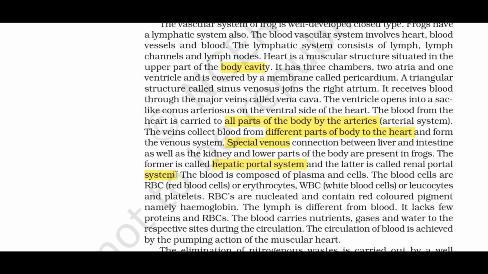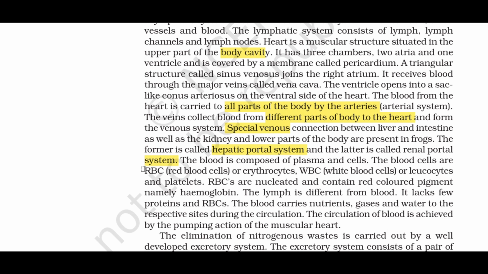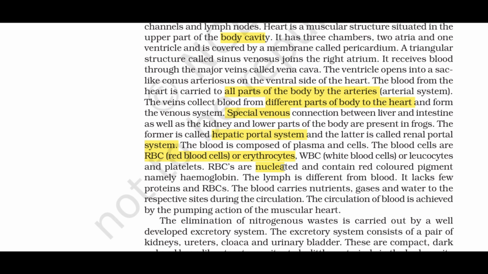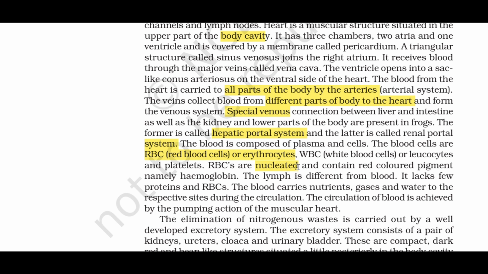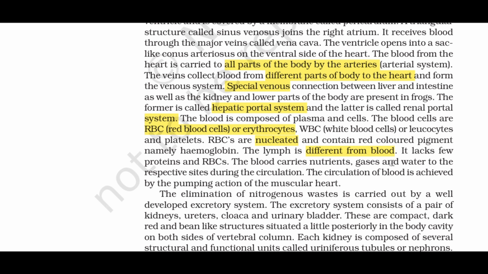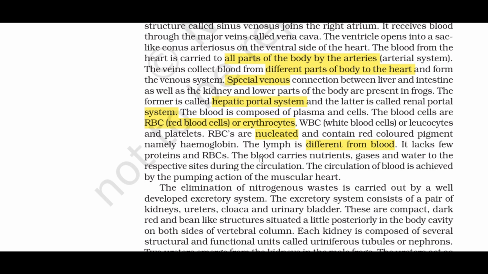The blood is composed of plasma and cells. The blood cells are RBC, red blood cells, or erythrocytes, WBC, white blood cells, or leukocytes, and platelets. RBCs are nucleated and contain a red-colored pigment, namely hemoglobin. The lymph is different from blood. It lacks a few proteins and RBCs.